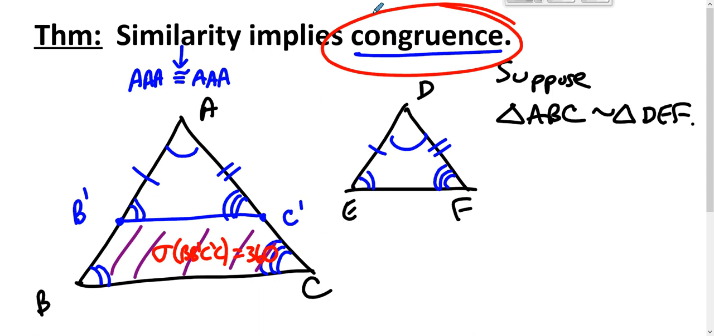So in hyperbolic geometry, if the three angles of one triangle are congruent to the three angles of the other triangle, the triangles are not just similar, they are congruent.